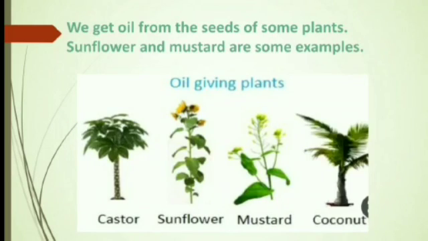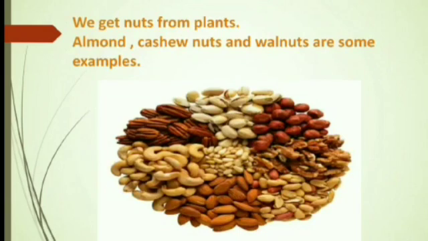We get oil from the seeds of some plants. Sunflower and mustard are some examples. We get nuts from plants. Almond, cashew nuts and walnuts are some examples.